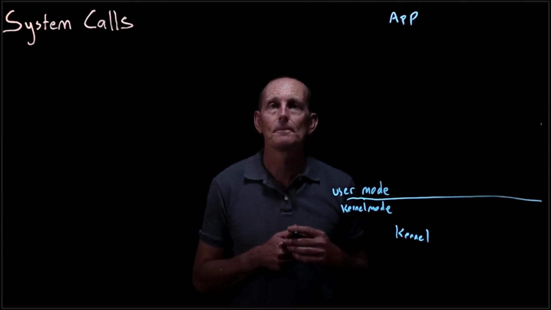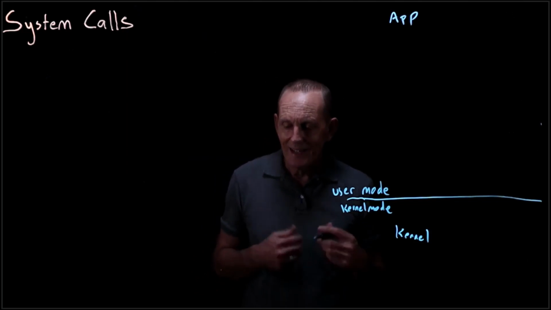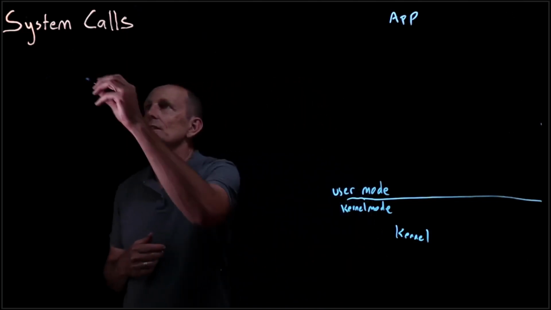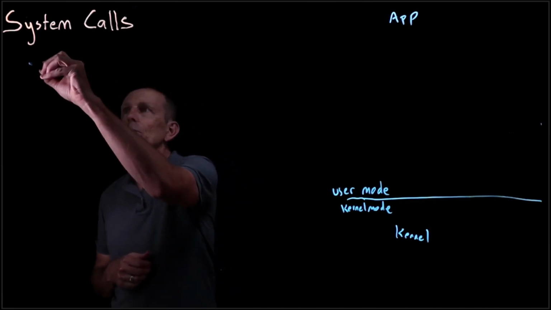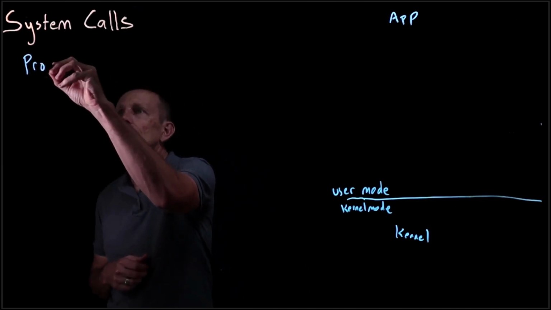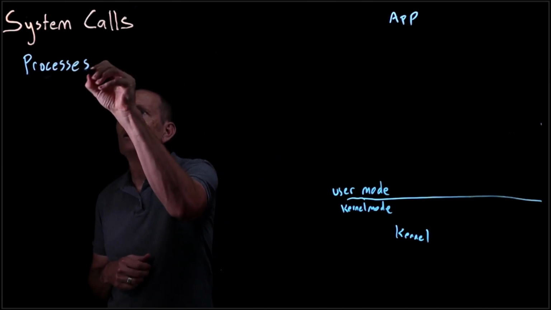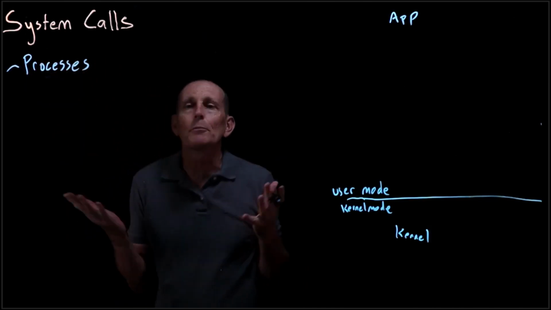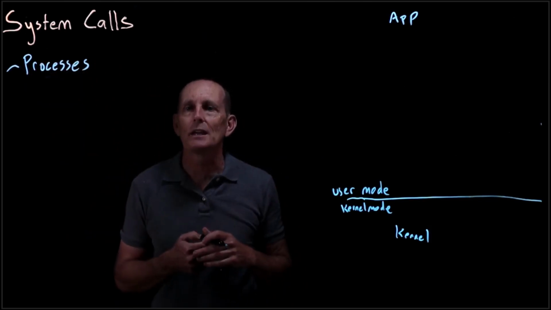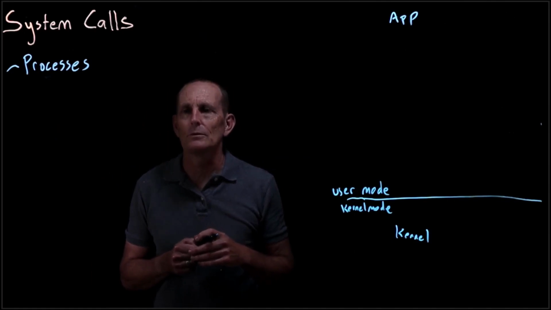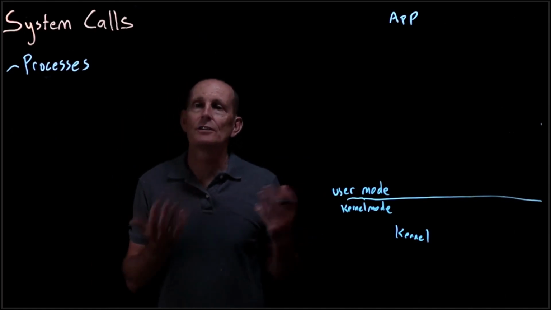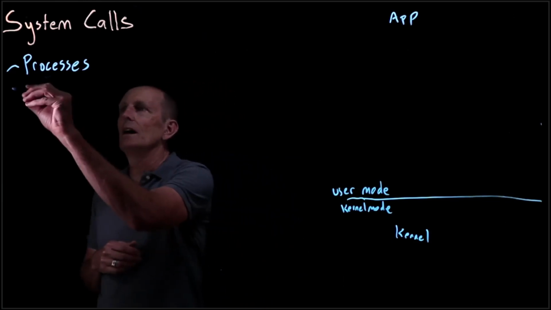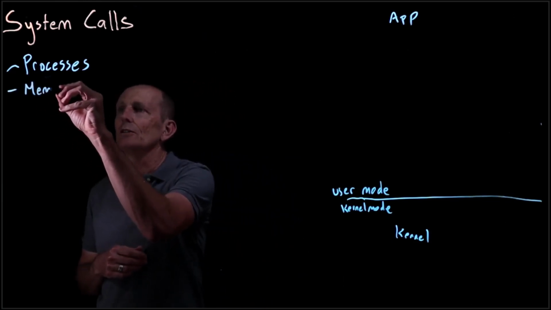So with system calls, there are a lot of different services that a kernel can provide. Some examples are processes. Think of processes right now as another word for application or program. We will look in a lot more detail at what processes are later. So processes: starting, stopping processes, things like that. Memory allocation is a big thing that kernels usually provide.